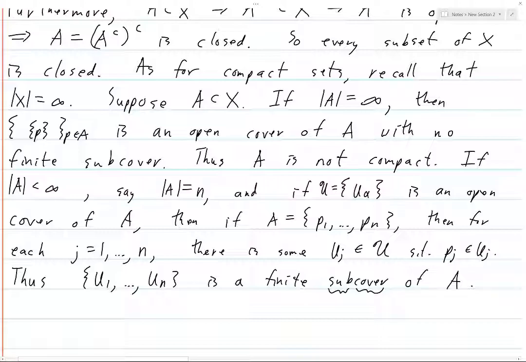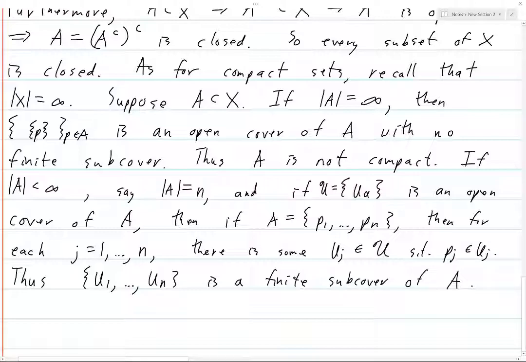I don't know, but typically when you say subcover, you should have two things in mind. You should have the open cover of which you're throwing out some of the sets, and also the underlying set which is being covered. That's not something that's always clearly stated in these scenarios, but typically you can figure it out by context. So we have a finite subcover of A.